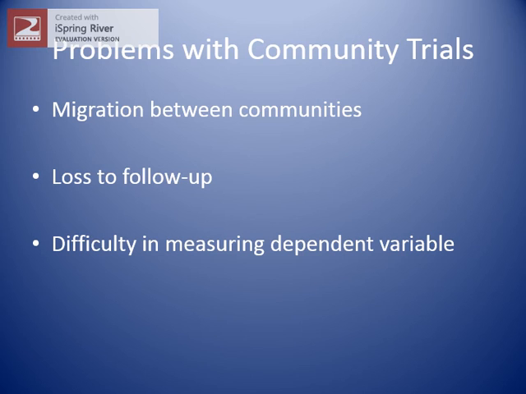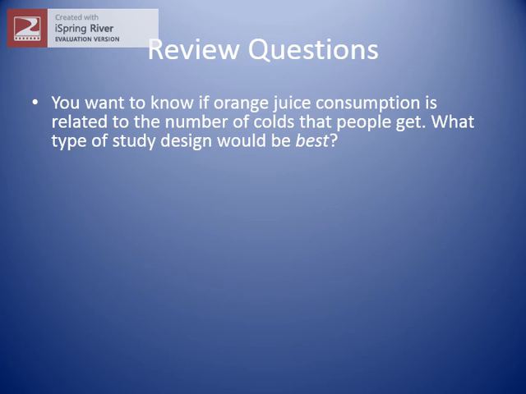There are some problems with this. One issue can be migration between communities. So if somebody moves from one community where there's no intervention to where there is, or vice versa, that can be problematic. People who are lost to follow up, so maybe we don't measure the outcome for some reason. In some people, that's a problem. And then it can be really difficult to measure some of these dependent variables. Physical activity in a whole community, for instance, is really hard to assess. And so that can just be something to keep in mind.